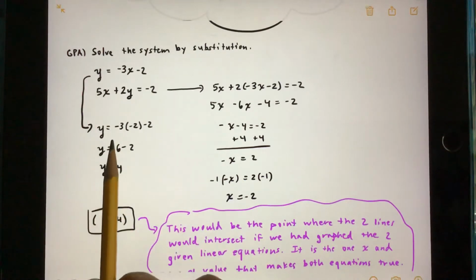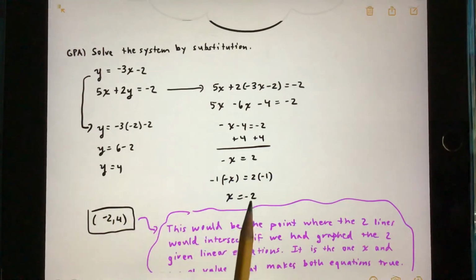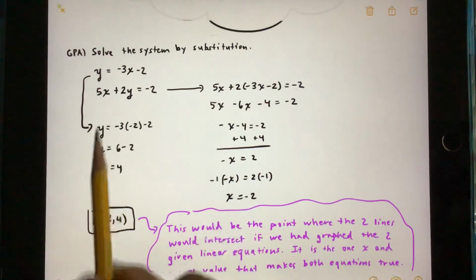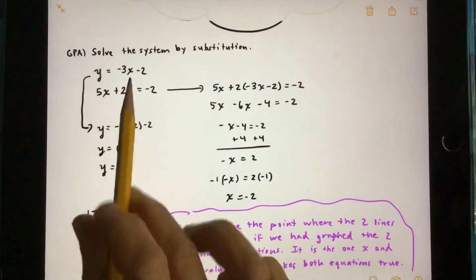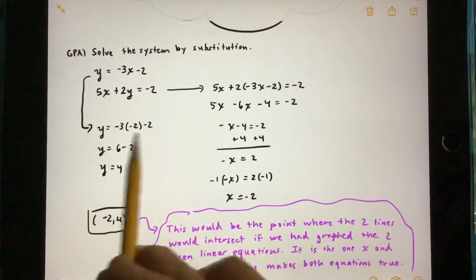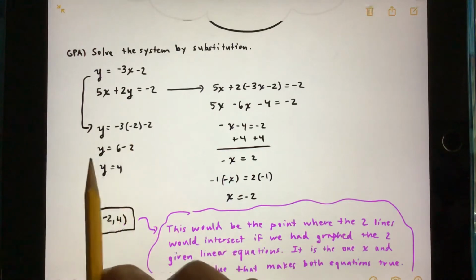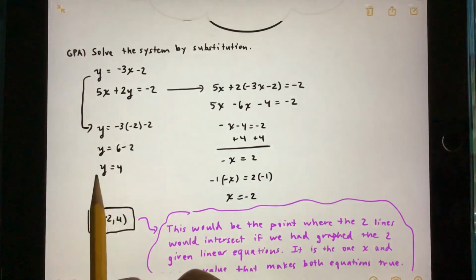y is equal to negative 3 times, instead of x, I'm putting what I figured out it is, negative 2. So negative 3 times negative 2, and I'm copying my minus 2 here. Since negative 3 times negative 2 is 6, y will be whatever 6 minus 2 is, so y is 4.